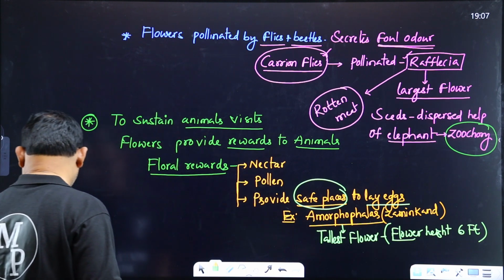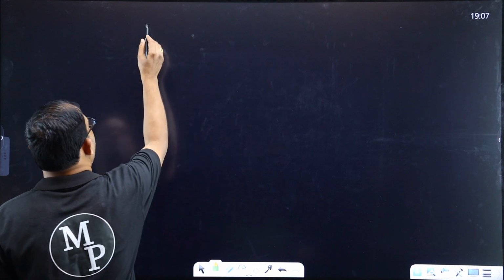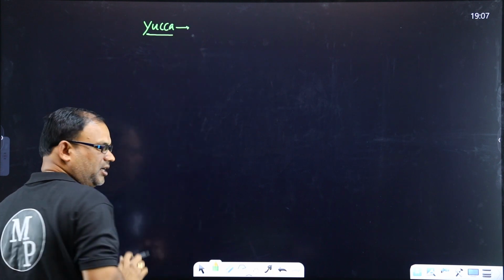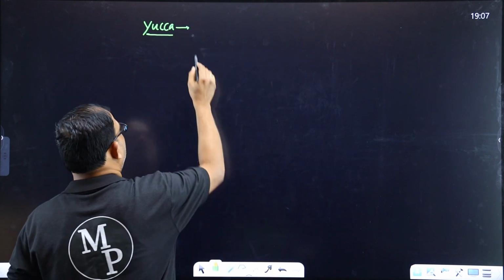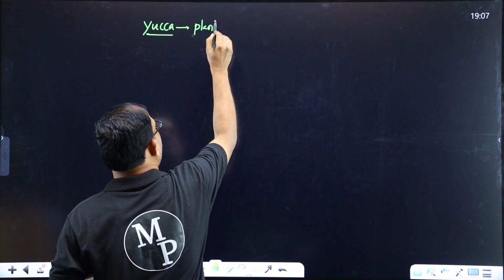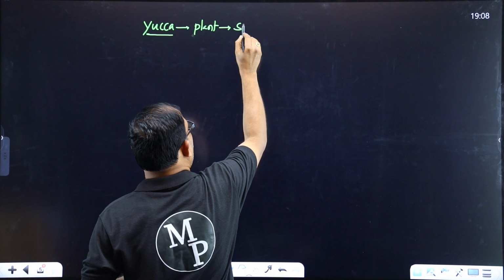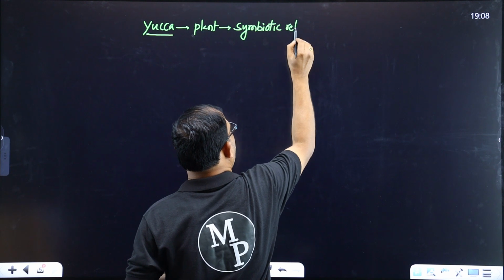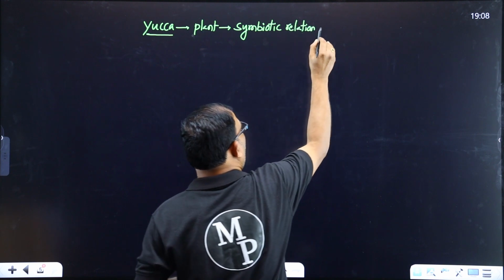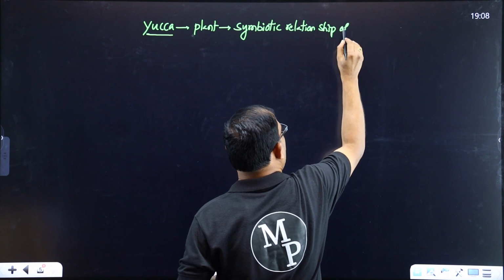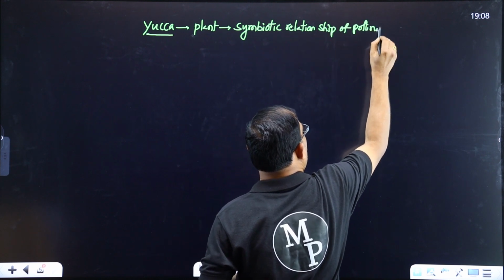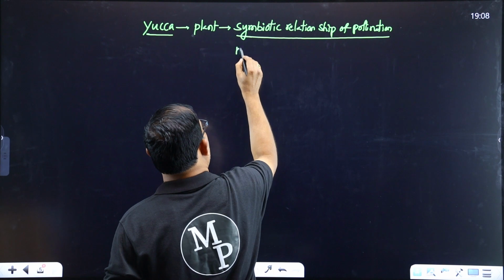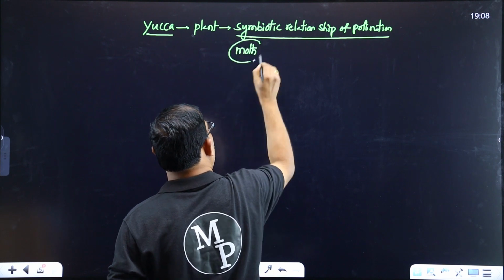The second example is yucca. Okay? Yucca is one of the plants. This plant shows a symbiotic relationship of pollination method. What is that symbiotic relationship of pollination? With the help of what? Moth. Very, very important.